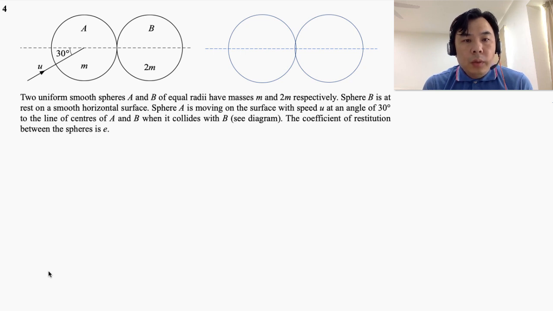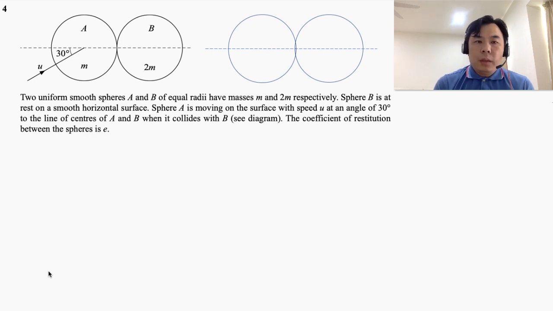Okay. Now for any types of oblique collisions in this setting, it's always good to label the horizontal and vertical component of its velocity. Velocity in this case, right? Okay. Let's look at the question first before we start to label that.